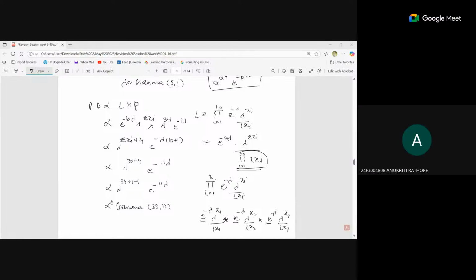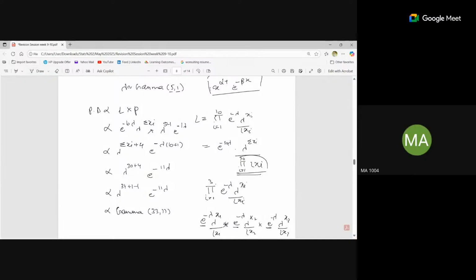Lambda power 34 plus 1 minus 1. See, the gamma distribution is x raised to the power alpha minus 1. I just represented it in this form. So this whole value, 34 plus 1, will be equal to alpha minus 1. Now what is my alpha minus 1? My alpha minus 1 is 34. So what will be my alpha? It's 35.